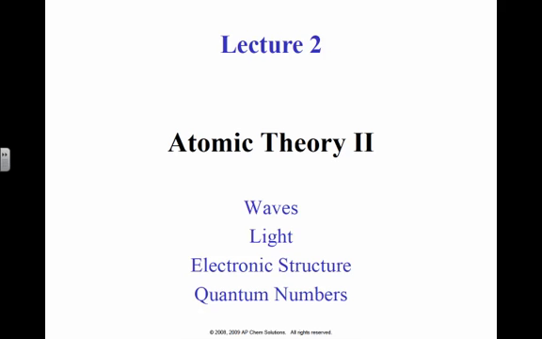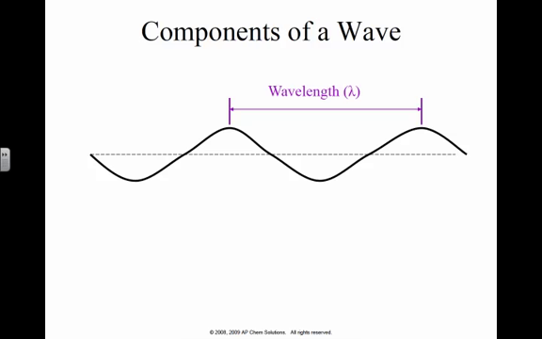Okay, everything that we know about electrons comes from the study of light. And if you know anything about electrons and light, it has this dual nature where it can behave both as a wave and as a particle. So we need to study and go over the components of waves. The length of a wave is from crest to crest or from trough to trough, and we call that the wavelength.